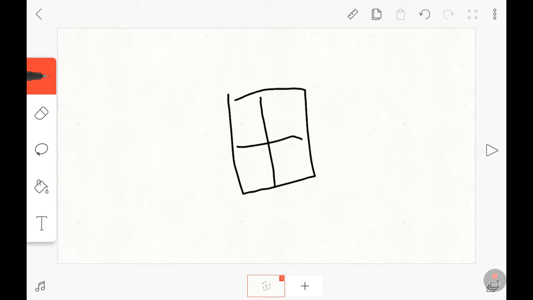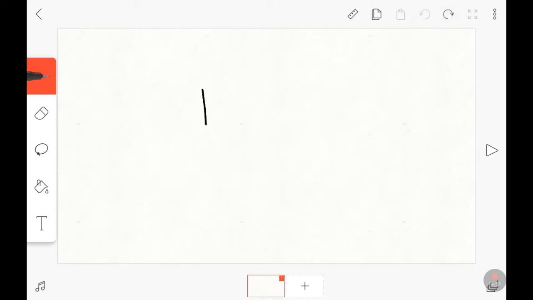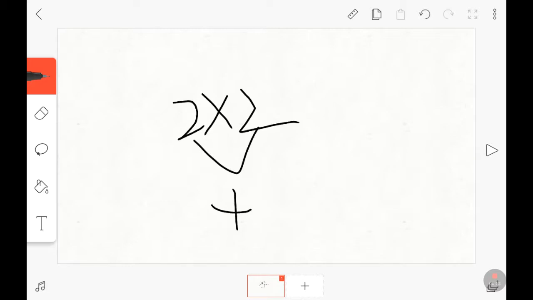Because squares are multiple lots. 2 lots of 2. You can either add 2 twice or multiply 2. They'll both equal 4.